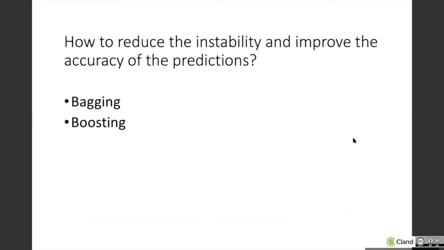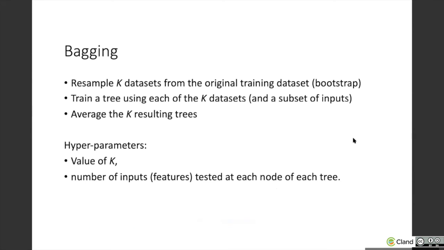For this reason, several strategies were implemented to reduce the instability and improve the accuracy of the prediction. The first strategy is bagging. With bagging, what we do is fit many trees. Instead of fitting one tree, we will fit something like 500 trees, and we will then obtain what we call a forest. These different trees will be generated based on a random sampling procedure. That's why they are called random forests.